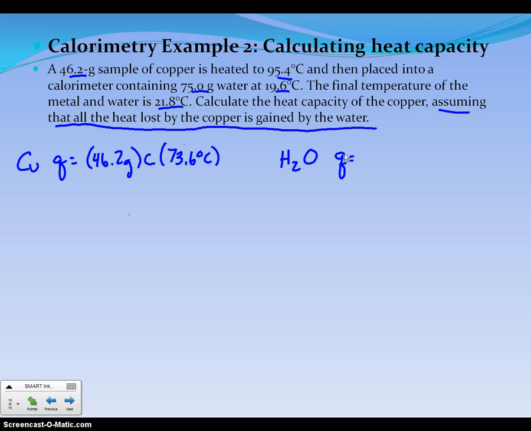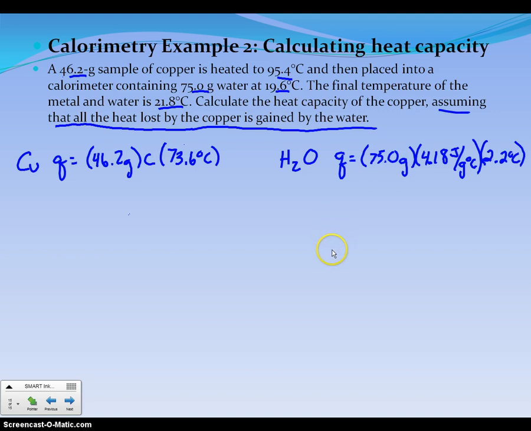Now the water. What's happening to the water? What's the heat absorbed by the water? My mass of the water is 75 grams. Specific heat capacity of water, I do know that. 4.14, some books use 4.18 joules per gram degrees Celsius, so that's a constant. My delta T for the water: it started at 19.6 and ended at 21.8. So final minus initial gives me 2.2 degrees Celsius.